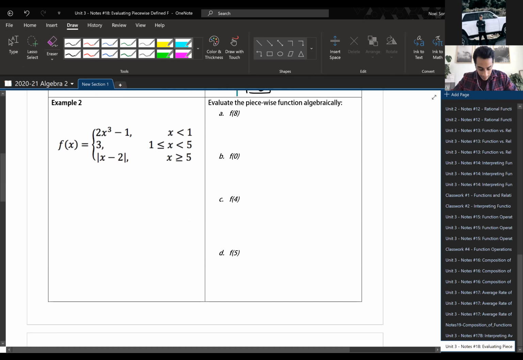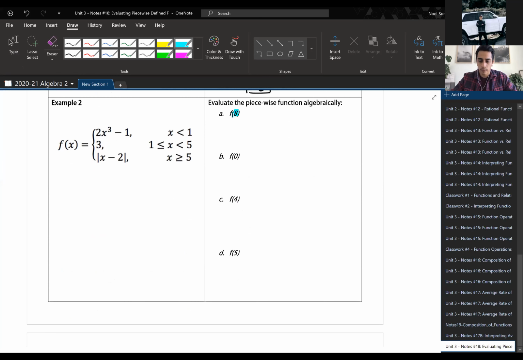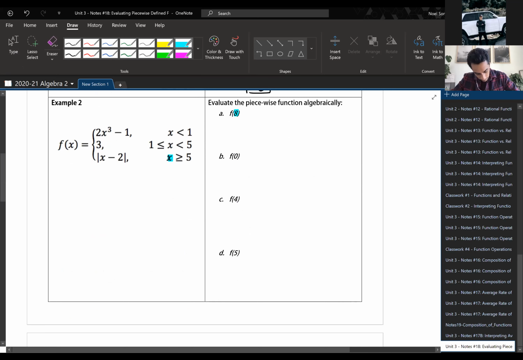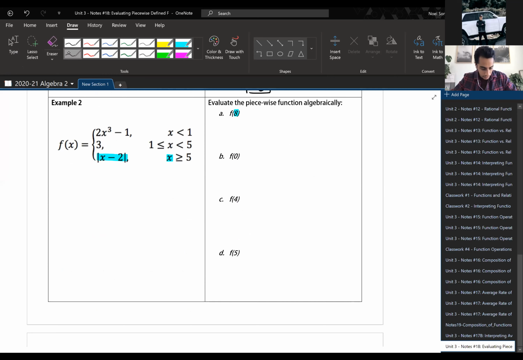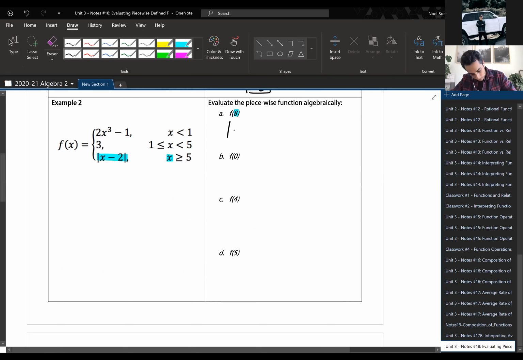So for f of 8, this is my input. Which domain does that belong to best? Third one, the last one, right? It fits best right here. 8 is greater than or equal to 5. So that means we get to use this function to evaluate. We're going to do the absolute value of 8 minus 2. That gives us the absolute value of 6, and the absolute value of 6 is just 6.